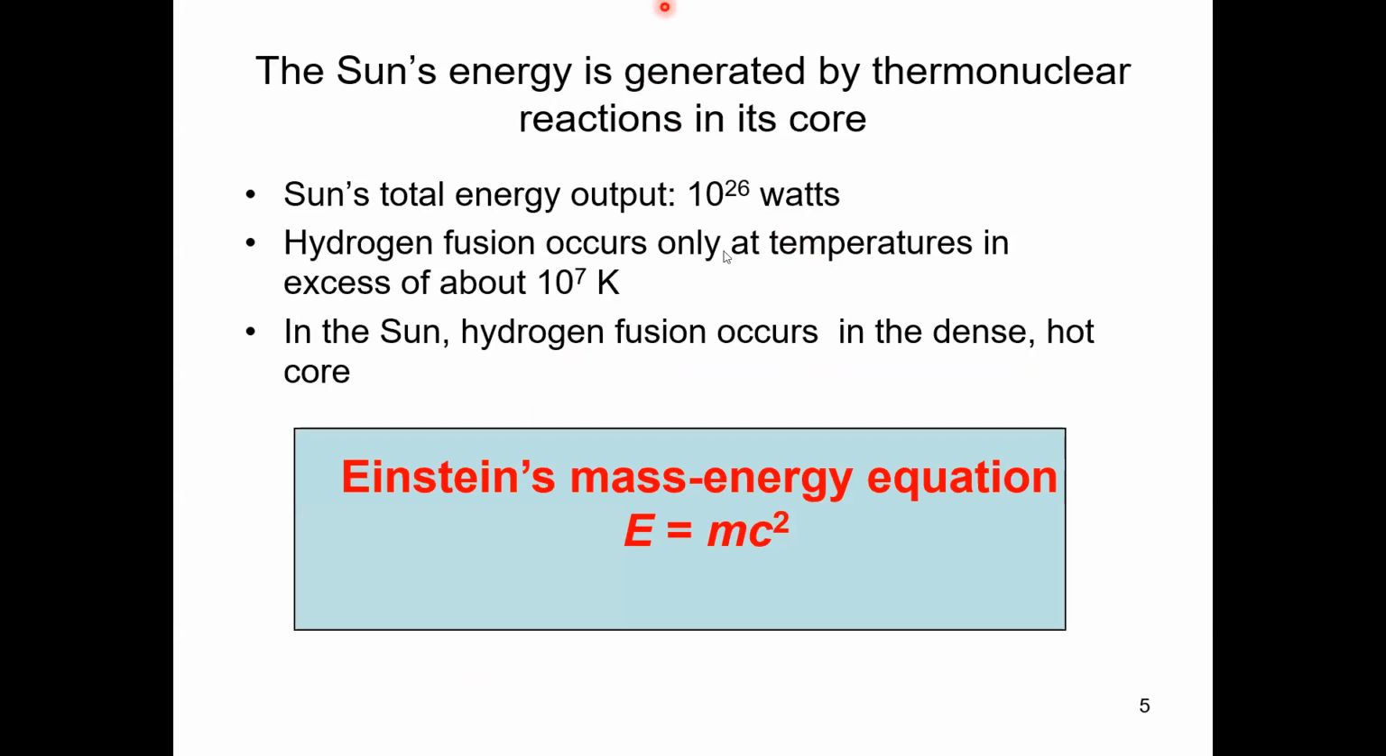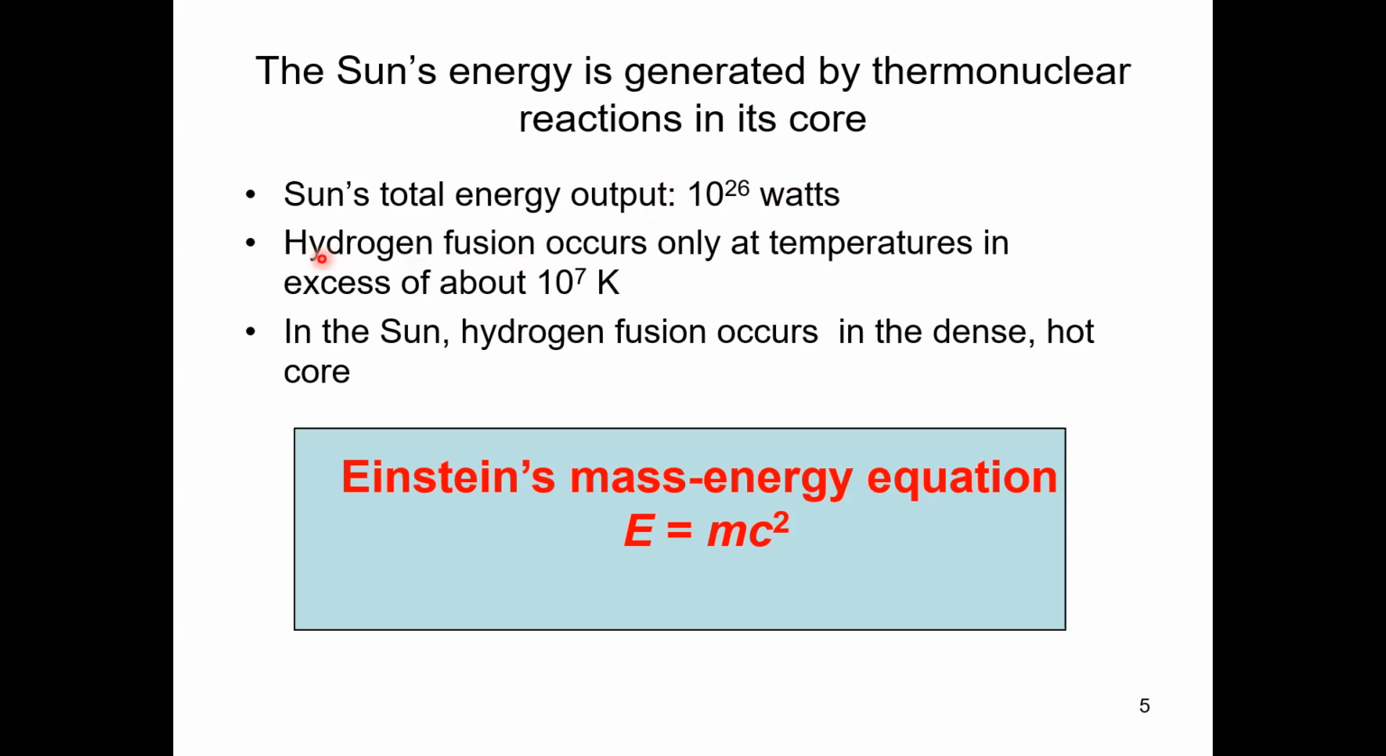Now, how does it generate energy, glowing out and fostering life on the earth and everything? So that is the next topic. The total energy output is, as we discussed, 10 to the 26 watts. And all of this energy is coming as high energy photons, particles like light, from the sun.